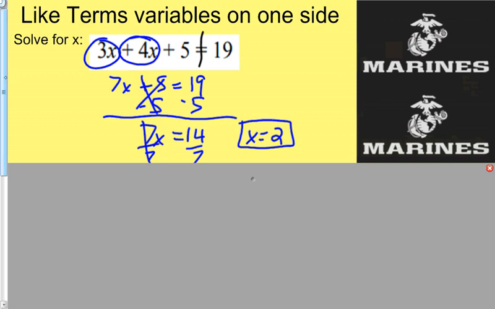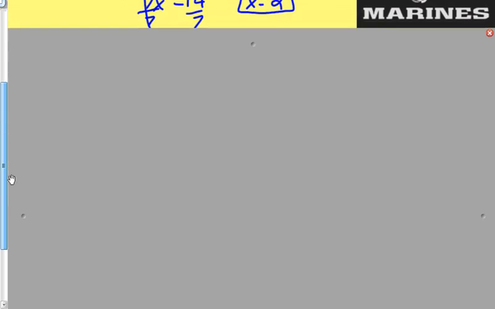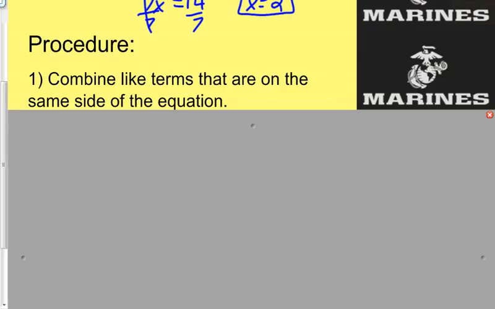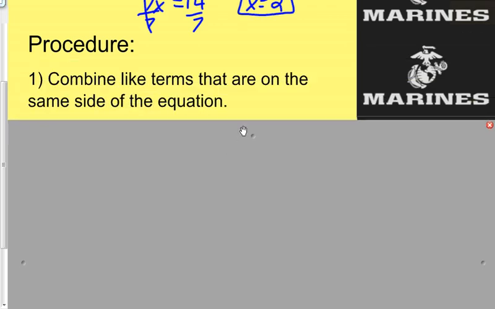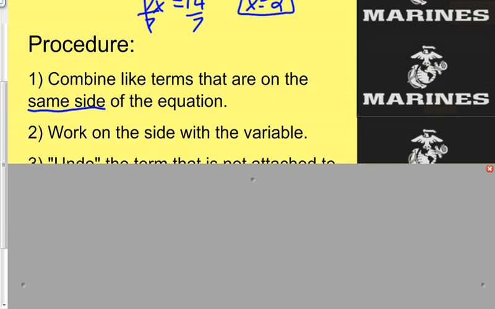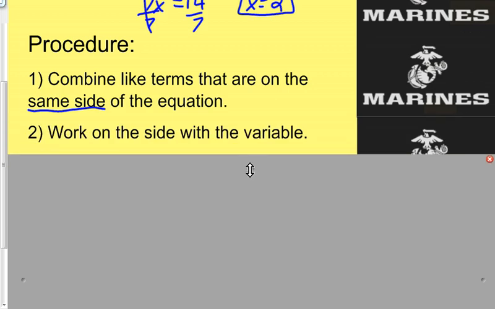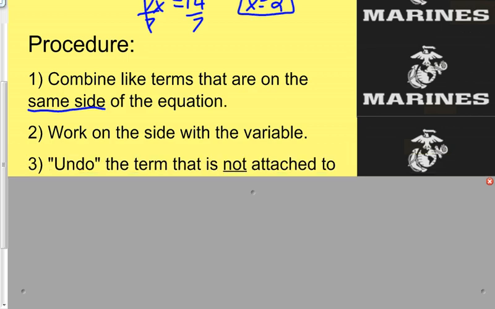So let's put that in and do some notes for you. Procedure for doing this. First step, what we did was combine like terms that are on the same side. I'm going to underline that again, the same side of the equation. If you can do that, you should always do this first. Second step, work on the side with the variable. You find the variable, and that's the side you're going to work on to get the variable by itself.